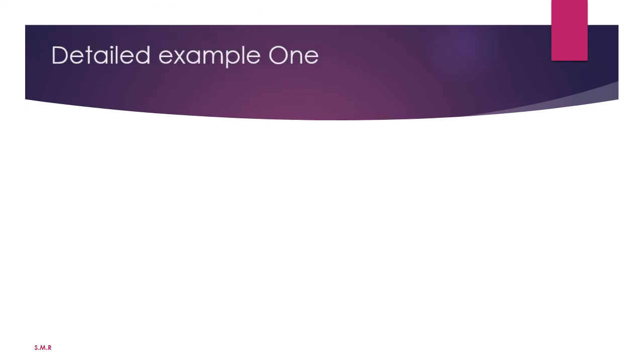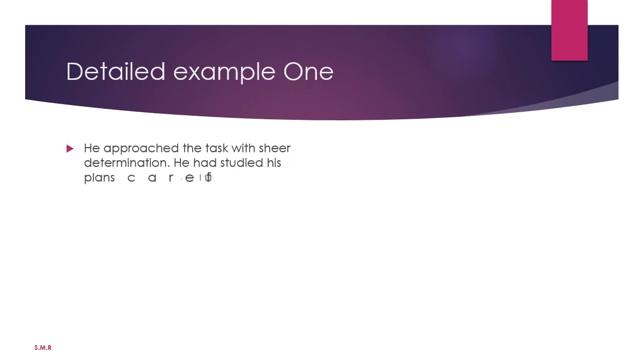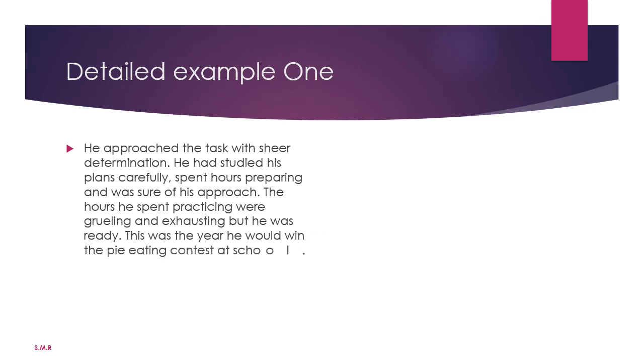Let's come to a more detailed explanation. We had the explanation within one sentence. Let's have it as a paragraph. He approached the task with sheer determination. He had studied his plans carefully, spent hours preparing, and was sure of his approach. The hours he spent practicing were grueling and exhausting, but he was ready. This was the year he would win the pie eating contest at school.